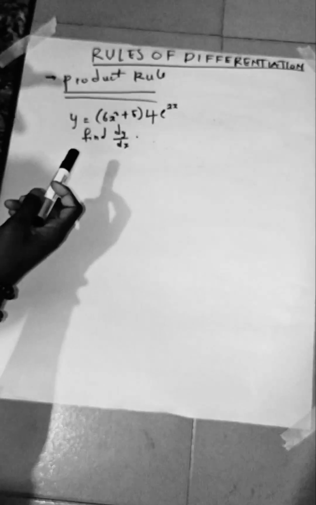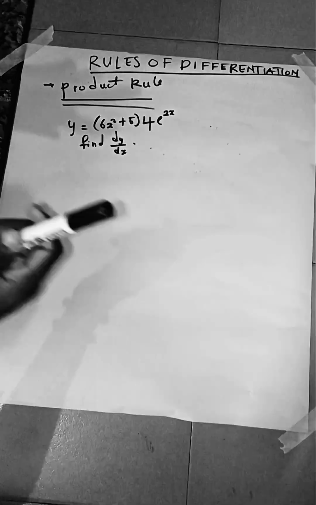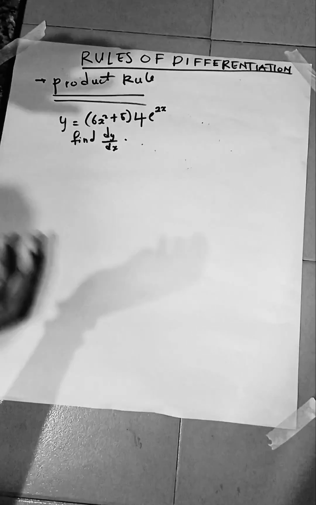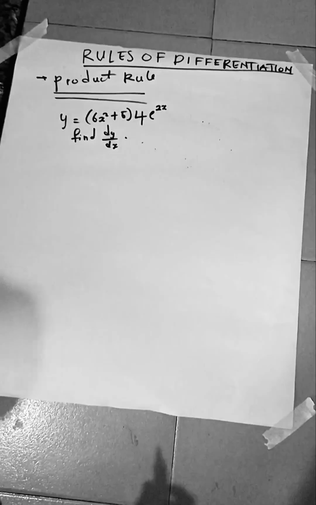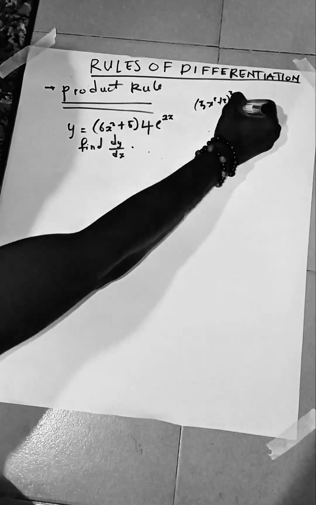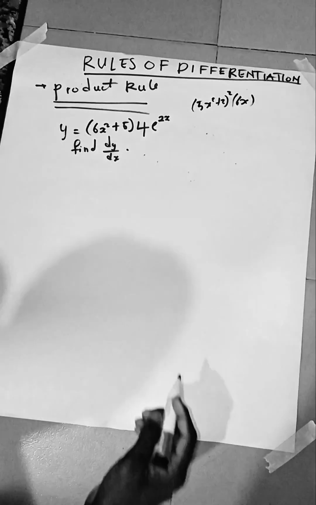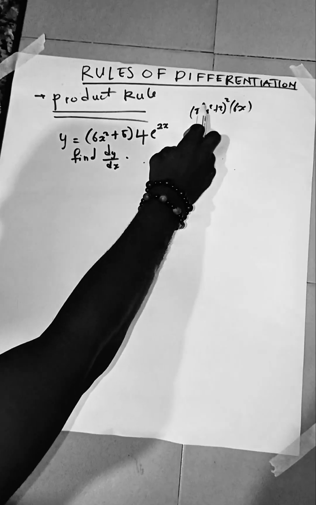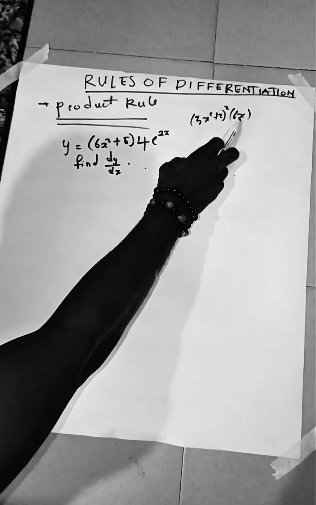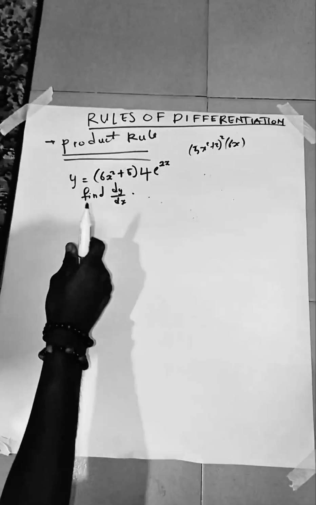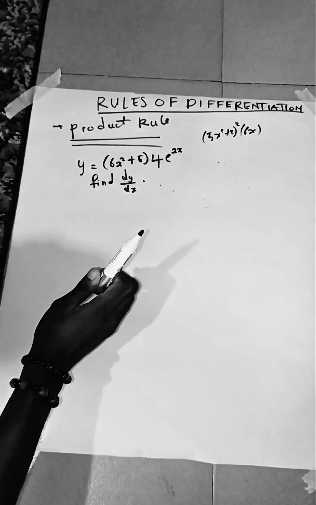So this is not the only way the product rule could come out. It can come out in various ways. Just note the common factor is that 2 different functions are multiplying each other. Imagine you have a function like 5x squared plus 2, raised to power 2, multiplied by 6x. You can see that 5x squared plus 2 raised to power 2 is a function on its own, and 6x is a function on its own. So when 2 different functions are multiplying each other, always remember that you're supposed to use the product rule to solve that question.